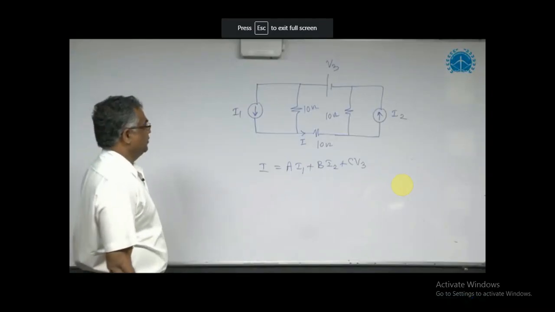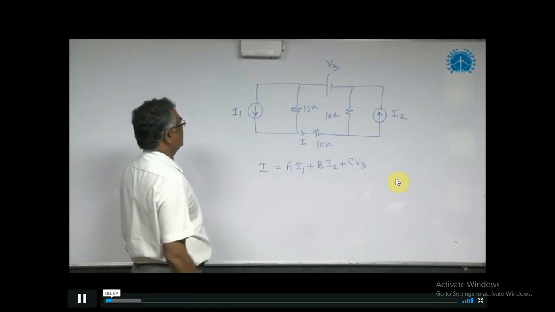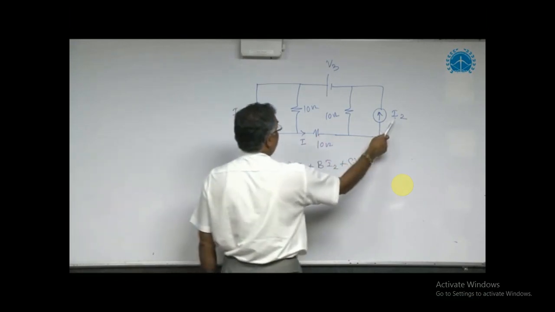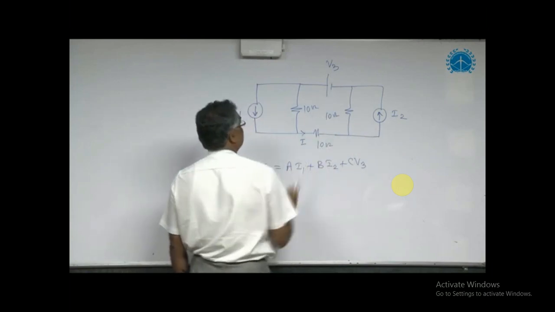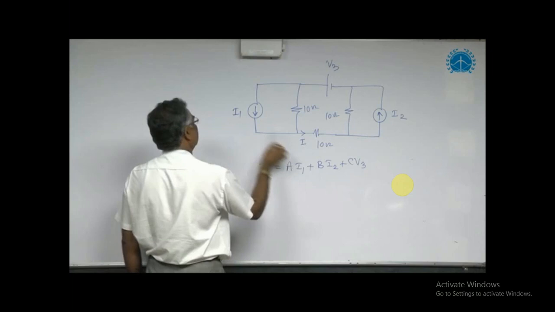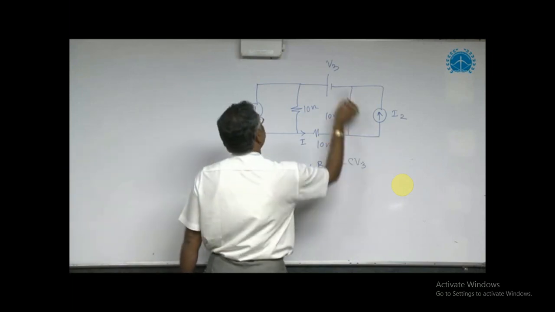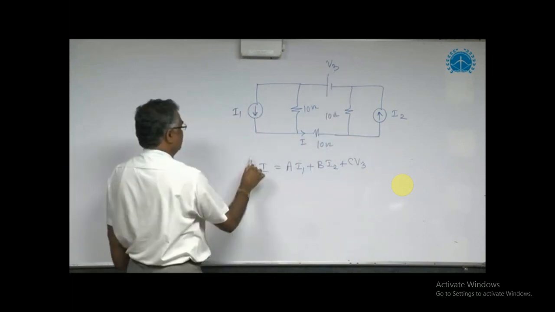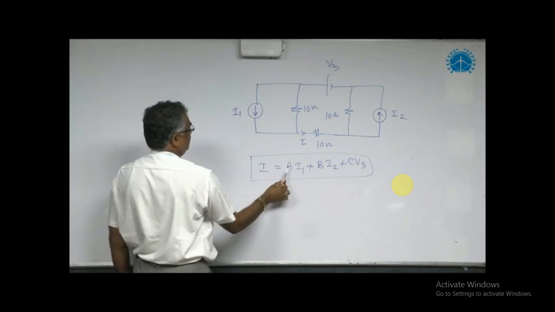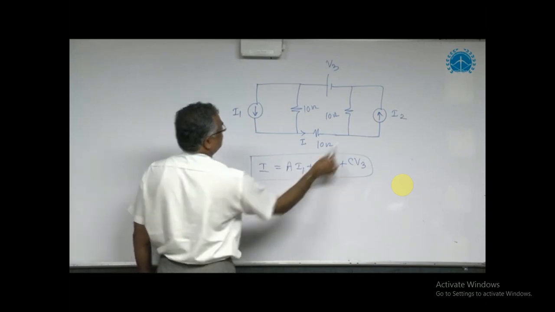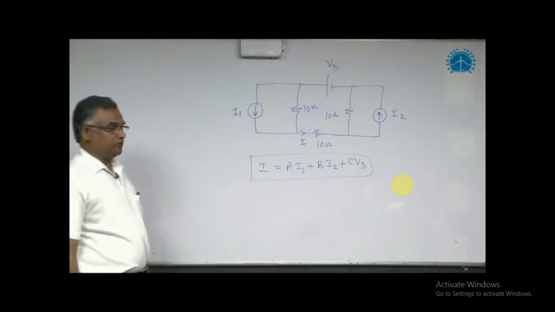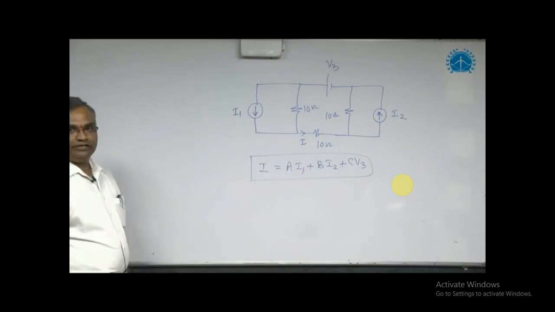Yeah, in this problem, there are three sources. Current source I1, another current source I2, third source voltage source V3. Then this current depends on these current sources and this voltage source. So there is a relation given already. This I depends on A times I1, B times I2, C times V3 as per the superposition principle. We need to find A, B, C.